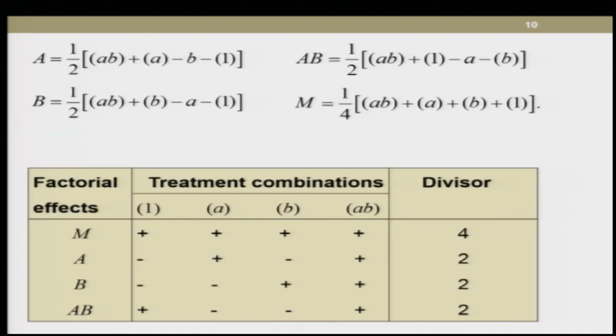Now whatever I have done here, I tried to compile it in a simple table. You can see here these are the main effects of A and B, this is the interaction effect AB, and here the general mean effect. There are only 4 values here: 1, A, B, and AB. Now these 4 values have been combined in different ways to find out the main effect as well as the interaction effect.